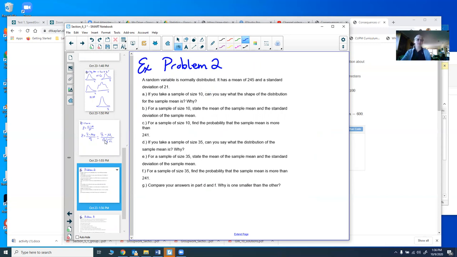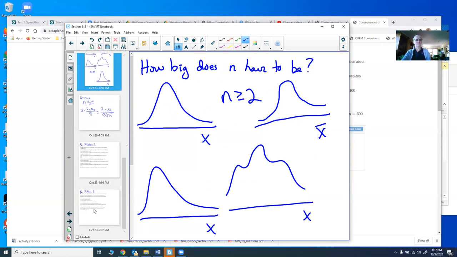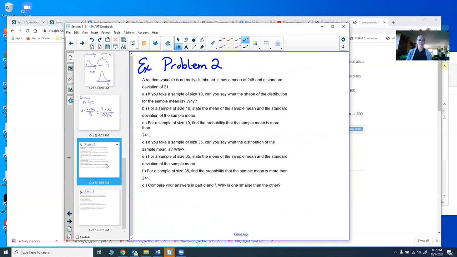Well, I can because of what I just said. If you happen to have a random variable that is normally distributed, then n can be any size. You can say your sample mean is normally distributed. So it doesn't matter that the sample size is 10, because we have that your random variable is normally distributed, we can say that X bar is normally distributed. And the reason why is because the random variable is normally distributed.